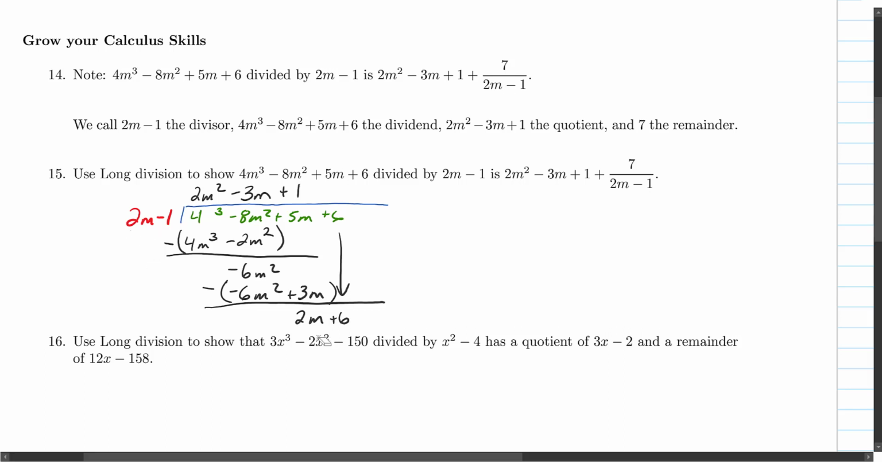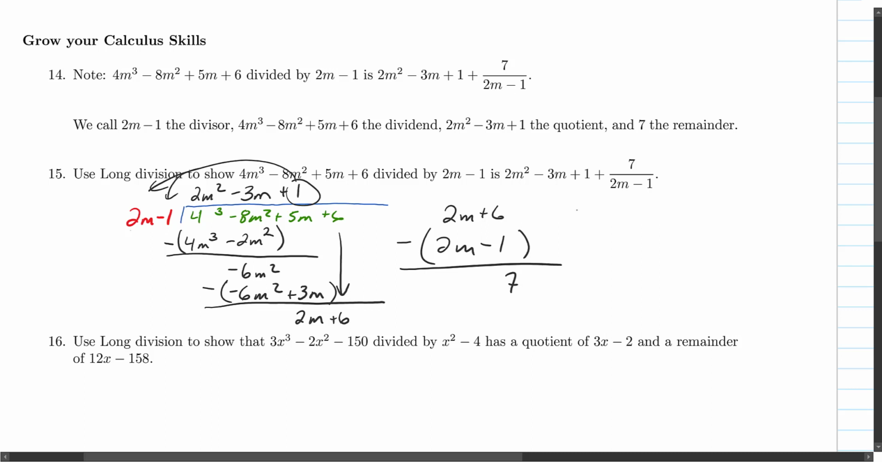And I'm going to do this next step a little bit faster. So I've run out of room. We had 2m plus 6. I'm going to multiply this 1 to both terms here. Notice that gives me 2m minus 1. I'm going to change the sign and add down. So that's going to give me a value of 7 there. And that's going to be my remainder.